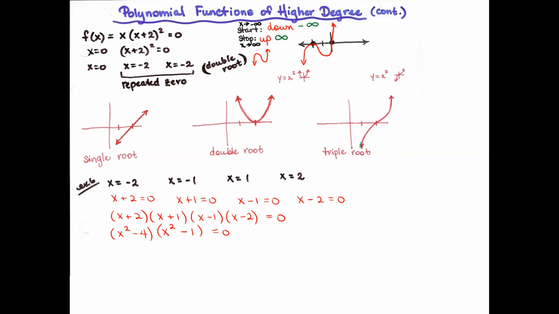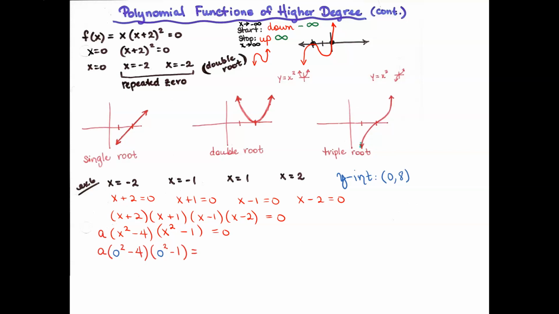So all we're going to do is FOIL here. All right, so FOIL with me. So x squared times x squared is x to the 4th. x squared times negative 1 is negative x squared. Negative 4 times x squared would give us negative 4x squared. And then negative 4 times negative 1 is going to give us a positive 4.